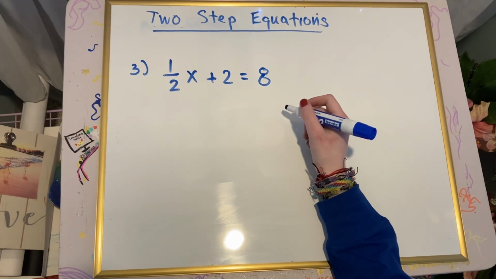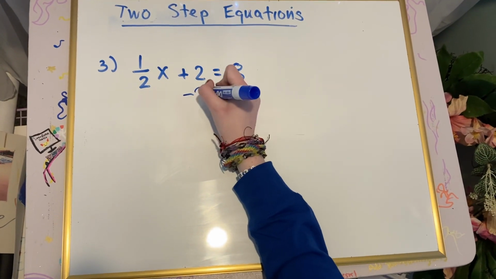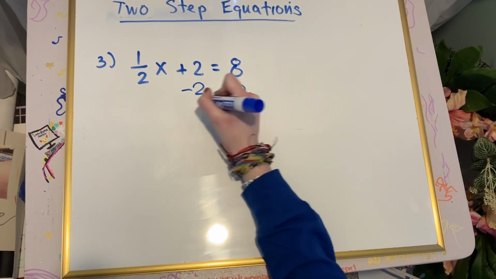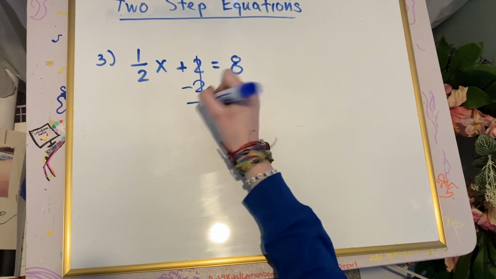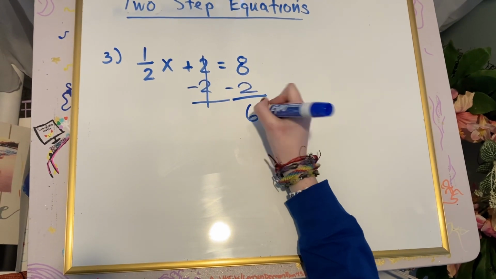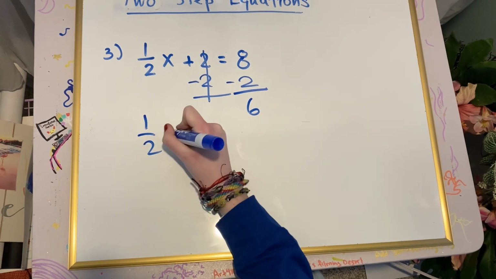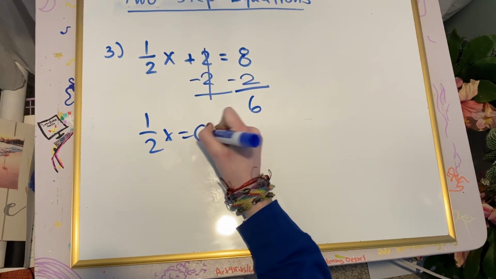Now for the third and final 2-step equation. First, we have to subtract 2 from both sides. Cancel out the first 2. Then 8 minus 2 is 6. Now the new equation is 1/2 x equals 6.